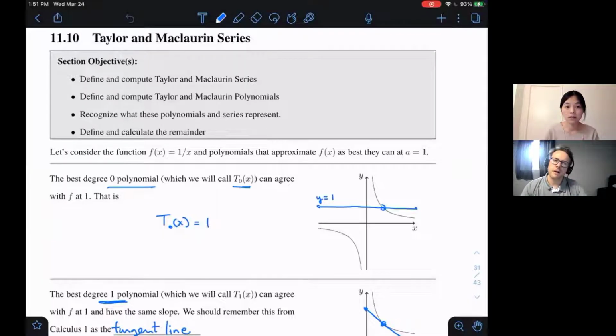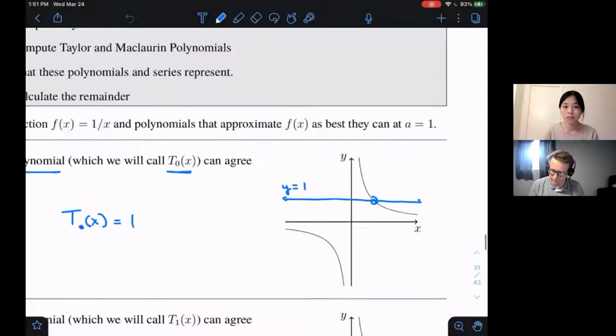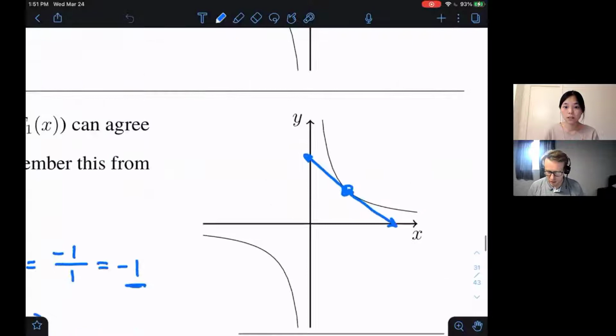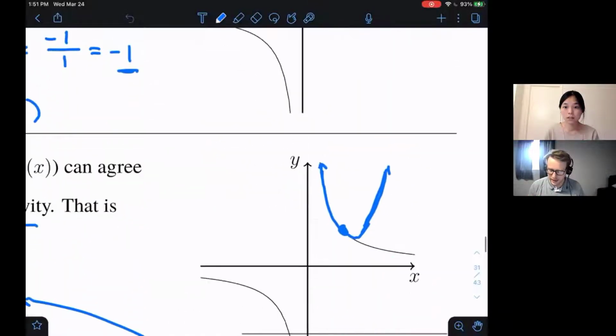So today we're talking about these Taylor and Maclaurin series. Again, the idea here is that we're trying to copy as much information about some function at a particular point. So we want to get the height right. We want to get the slope right. We want to get the concavity right.